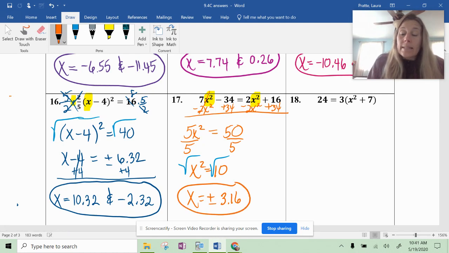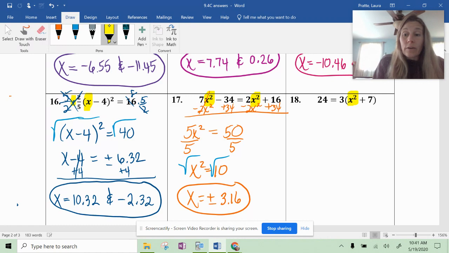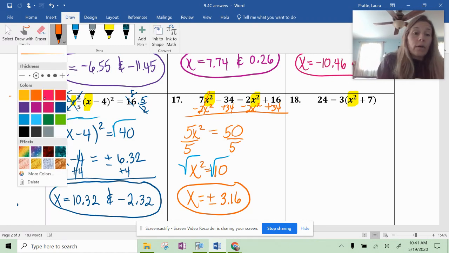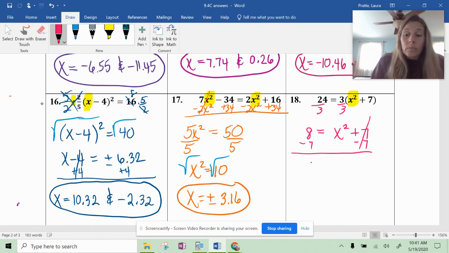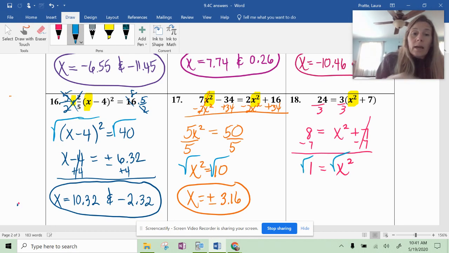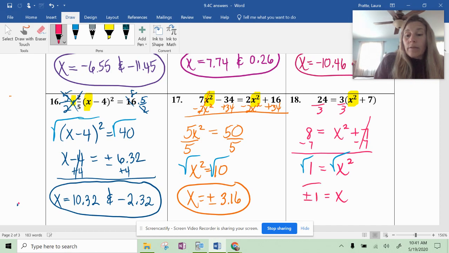Okay, number 18 is very similar to the other ones we did on this page. It's just they put the parentheses on the right-hand side of the equal sign instead of the left, but you don't do anything different. You still try to get that x squared by itself on the side that it's on. So I'm going to divide both sides by 3. So it gives me 8 equals x squared plus 7. Now we don't have to have the parentheses anymore, so we're going to just subtract the 7. 1 equals x squared, square root both sides, so your x equals both positive and negative 1.